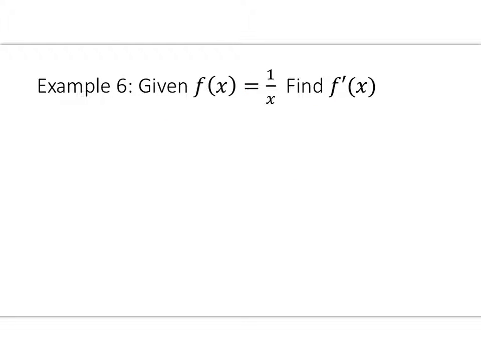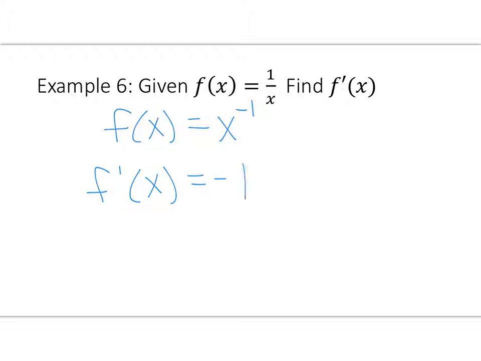Okay, so now I have f of x equals 1 divided by x, find f prime of x. So here we have to remember that we can rewrite the function as x to the negative first, and now I can use my power rule. So f prime of x is equal to negative 1 times x to the negative 1 minus 1. So this is equal to negative 1 x to the negative second, or I could write that as negative 1 over x squared.